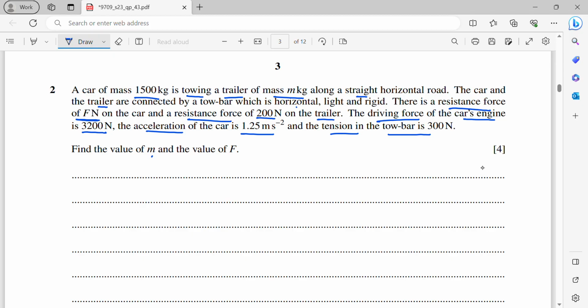Okay, so for this, I will draw the diagram. Let's say this is a car.